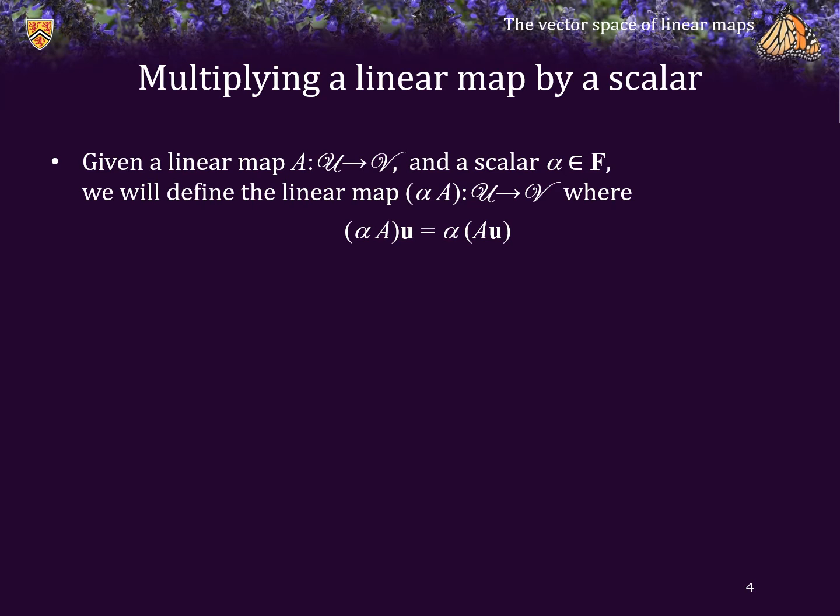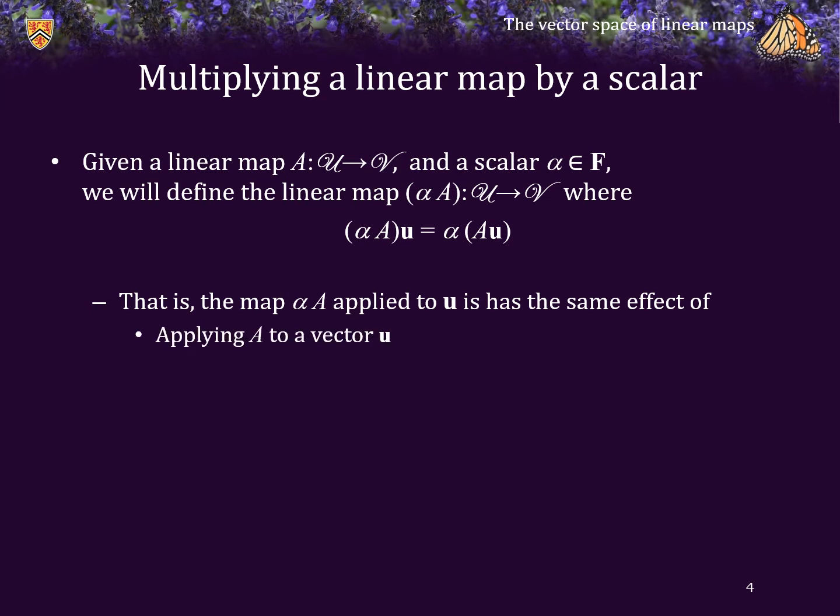So, given two vector spaces U and V, if we have a map A from U onto V and a scalar alpha, we will define the linear map alpha times A, which maps U onto V, by alpha times A applied to u is alpha times the result of A applied to u. That is, the map alpha A applied to u has the same effect of applying A to the vector u and then multiplying that result by alpha.